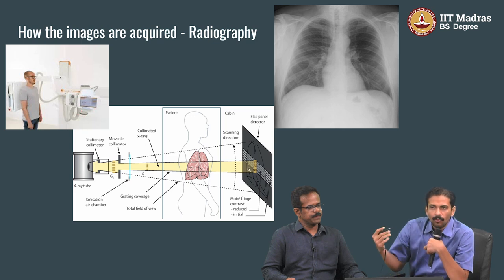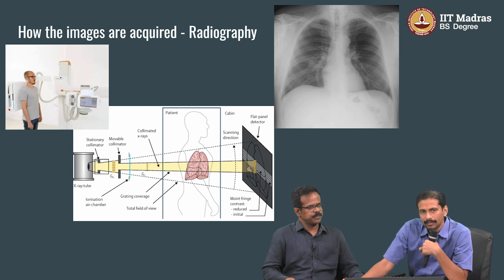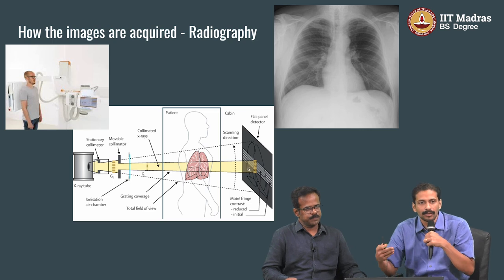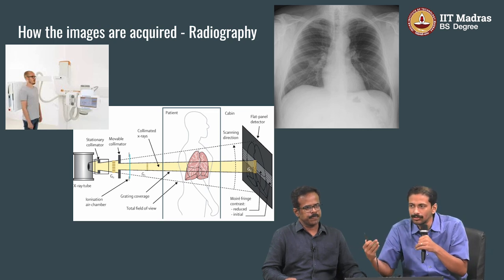What happens is very similar to a camera. What happens in a camera? The light source is the human, the person himself. The light source is all of us.